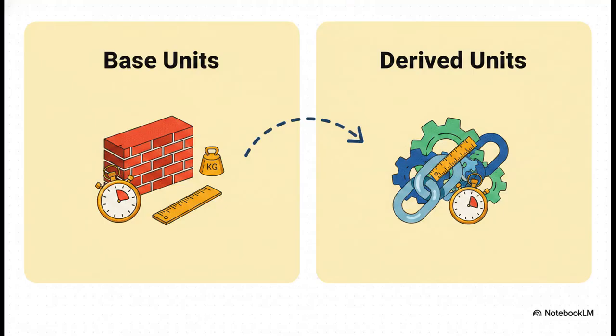Now, there's a fundamental difference within the SI system that you need to grasp: base units versus derived units. On the left, base units act as the fundamental, independent building blocks of the physical world. Think of them like Legos. You can't break them down any further. On the right, derived units are just combinations of those base units, multiplied or divided together to describe much more complex things, like velocity or force.